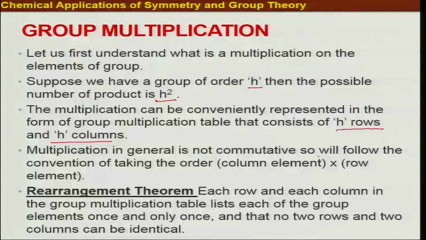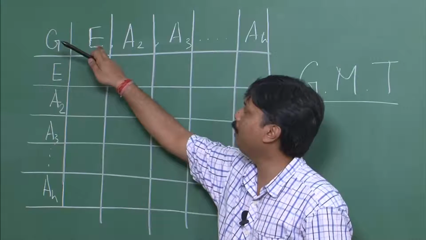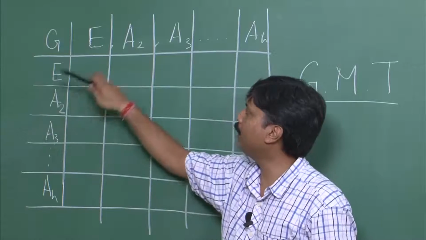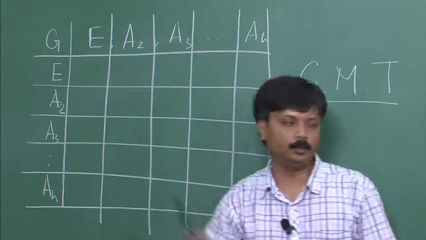We will follow a particular convention here, which is also written on your screen. The convention is, we take the order as, first we take the column element and we multiply it with the row element. So in a sense what I showed you here is, first we will take this and then multiply with this. Similarly we will take this and then multiply with any one of the row elements.